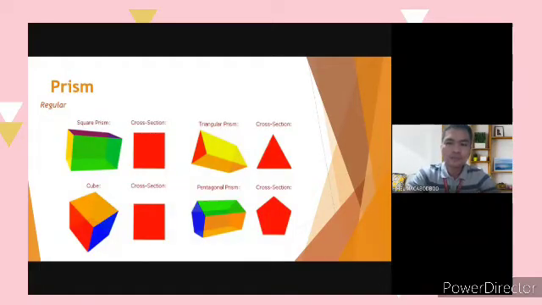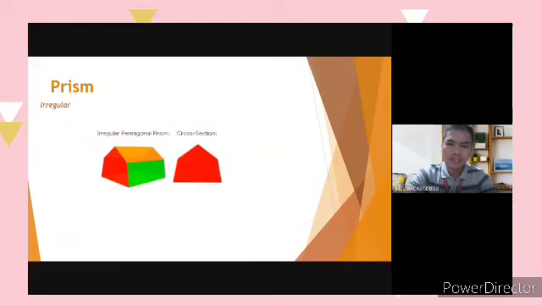A prism is a polyhedron, which means all sides should be flat. If the base of the prism is in the shape of a regular polygon, the prism is a regular prism, as with the examples shown on the screen, and the top and bottom cross-sections of the polyhedron are congruent. On the other hand, if the base of the prism is in the shape of an irregular polygon, then the prism is an irregular prism.